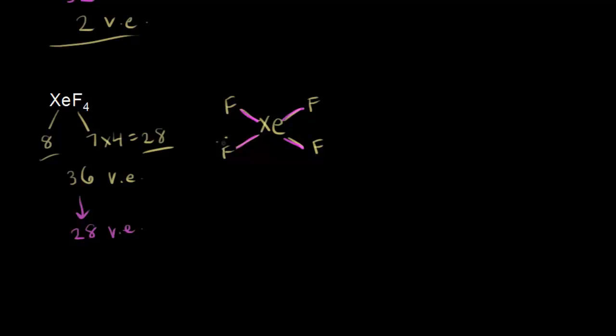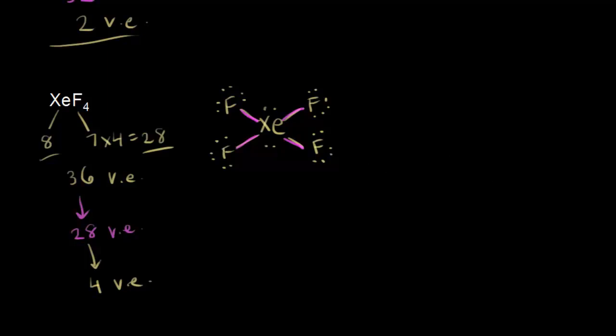So each fluorine is going to get an octet, and so we need to put 6 valence electrons on each one of our fluorine atoms. So we are representing 6 more electrons on 4 atoms, so 6 times 4 is 24. So 28 minus 24 gives us 4 valence electrons left over, and we're going to put those on our central atom, on the xenon. So we add in those 4 electrons in the form of 2 lone pairs to our central atom.